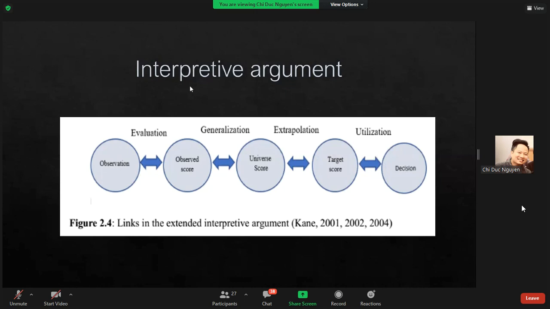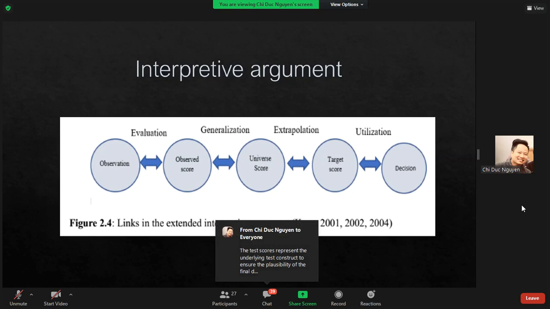And the final one is from the score to the decision. For the score to the decision, we can have a final claim: whether the test score reflects or represents the underlying test construct, to ensure the plausibility of the final decision.